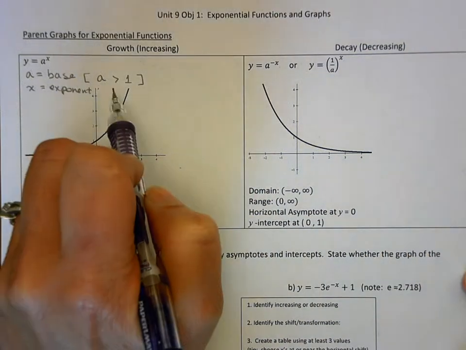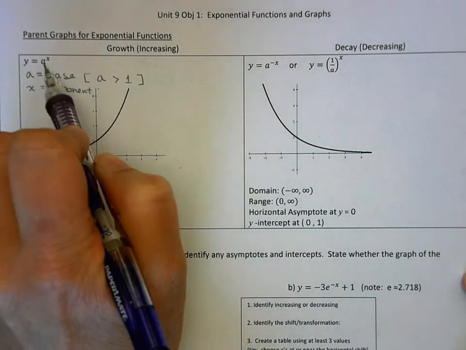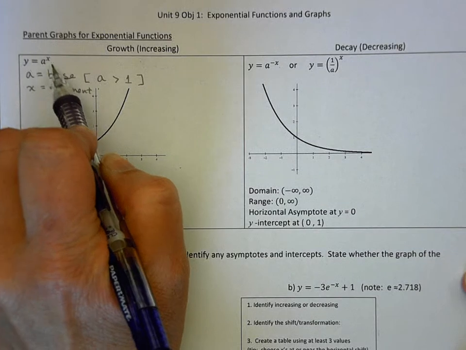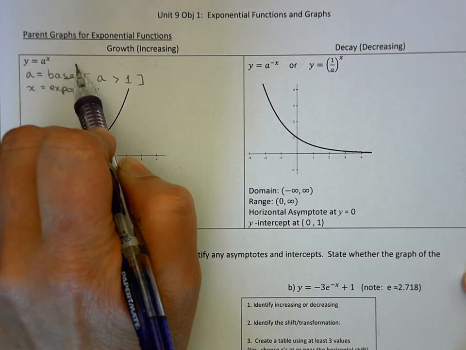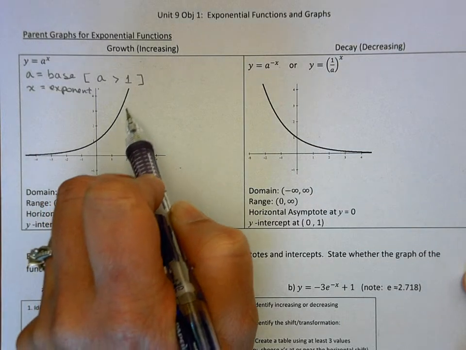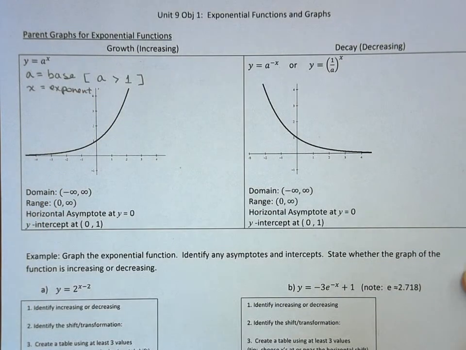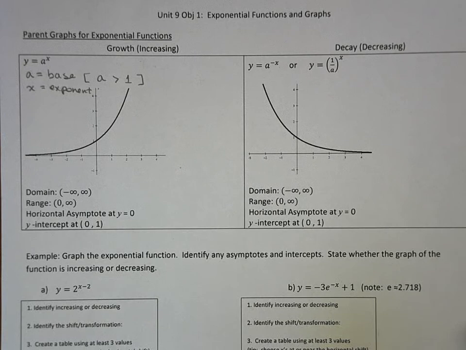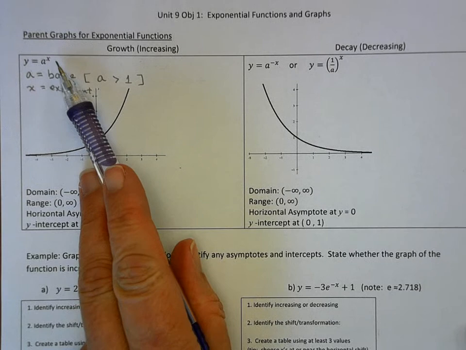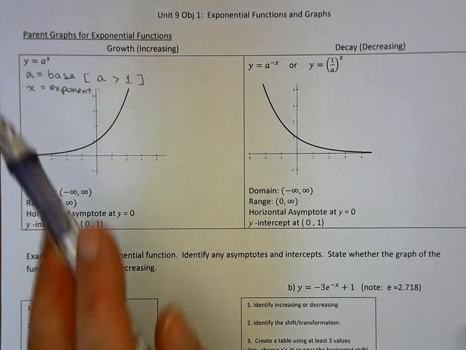Where over here, if a is greater than 1, say 2, we would be multiplying by 2 over and over again, so 2 times 2 times 2, which would give us larger values, which is why we would have an increasing function. And so the domain for both of these graphs is all real numbers, or negative infinity to infinity, because we can evaluate this equation for any number x, whether it's 1 or -5.